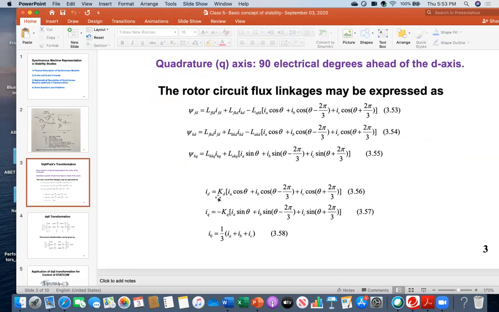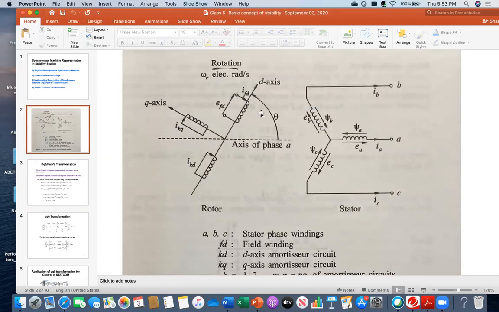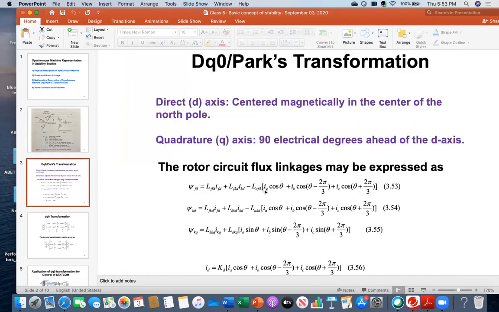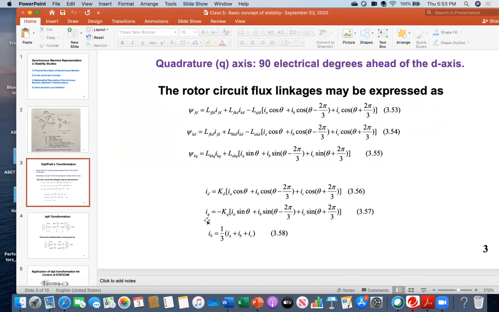Similarly, IQ is proportionate to all those sine quantities, but there is a minus sign because of the 90 degree phase shift. So you can say that IQ is proportionate to those quantities. Then after converting cosine into sine, you get a minus sign, and another constant factor which is KQ.